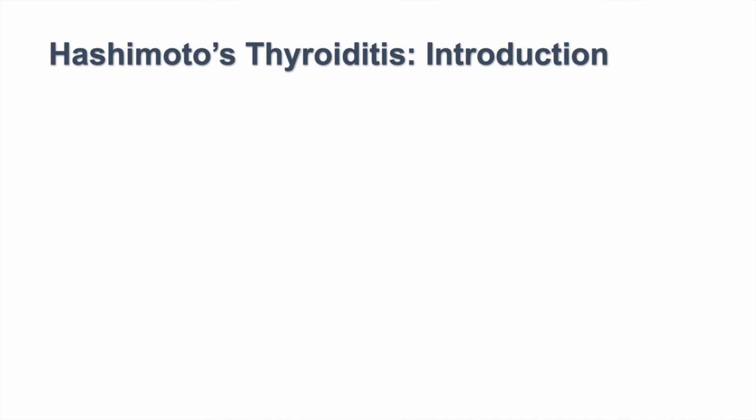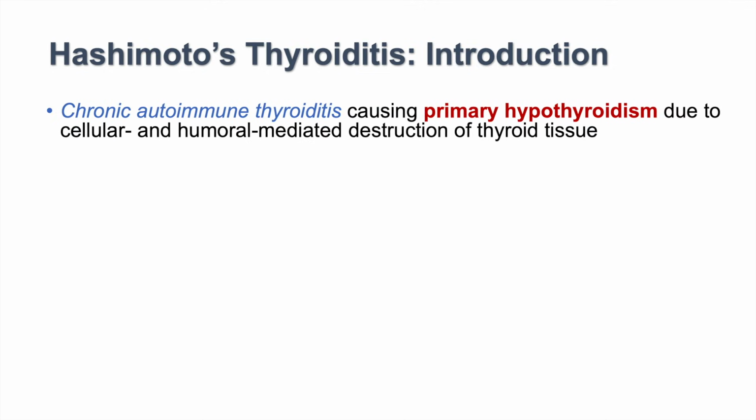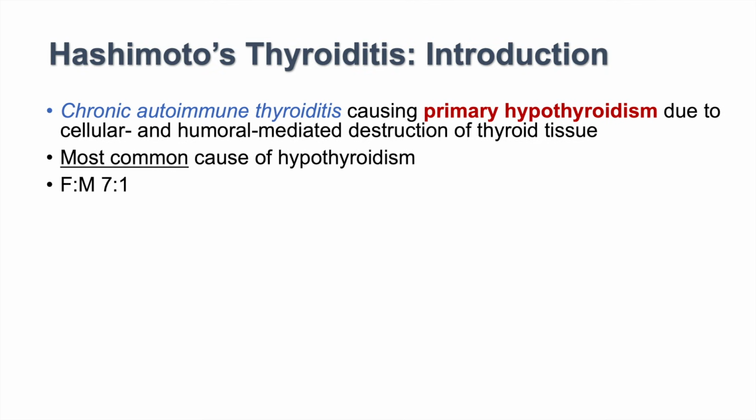So Hashimoto's thyroiditis is a chronic autoimmune thyroiditis causing a primary hypothyroidism due to a cellular and humoral mediated destruction of thyroid tissue. So key points to take. It is an autoimmune condition that causes primary hypothyroidism. It is, in fact, the most common cause of hypothyroidism, at least in the developed world. And like many other autoimmune conditions, females outnumber males with this condition. Generally, the ratio is 7 to 1, so 7 females for every 1 male.